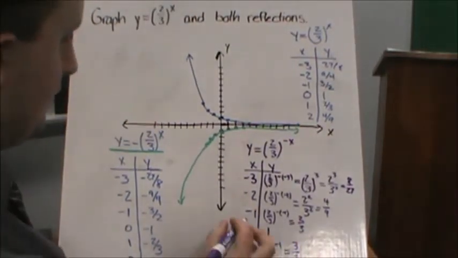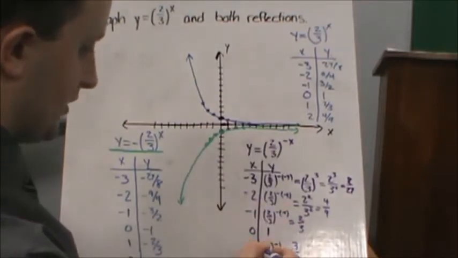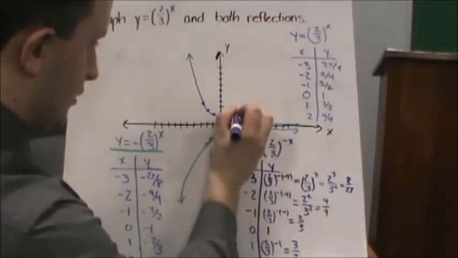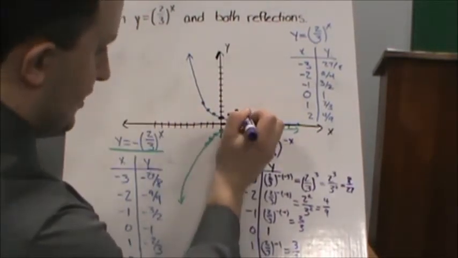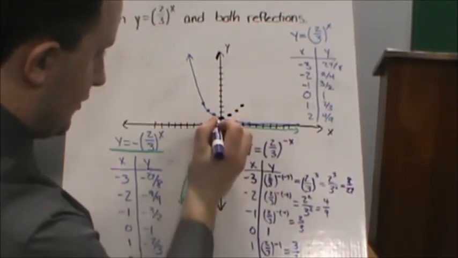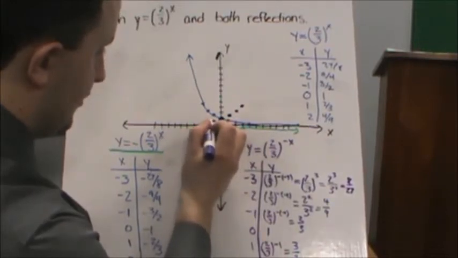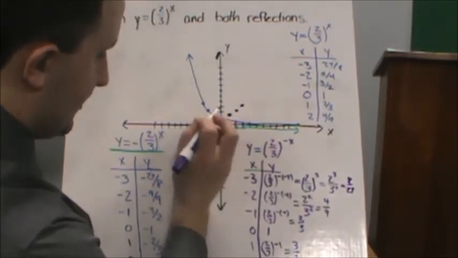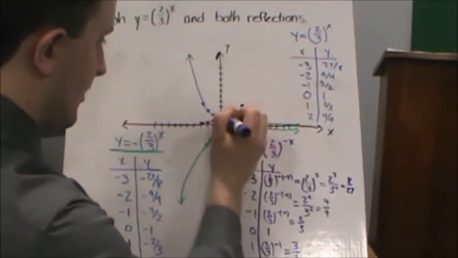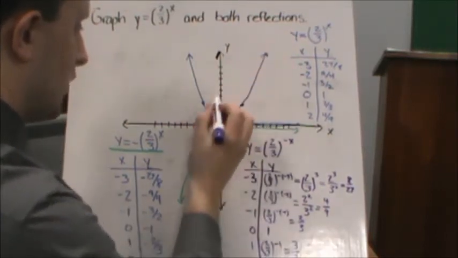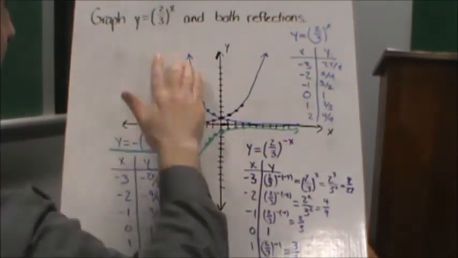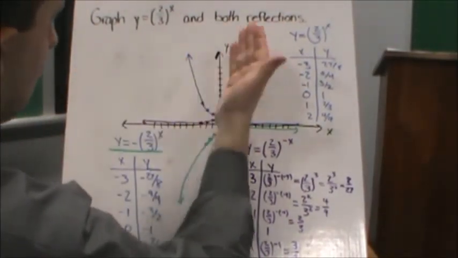So now if we were to graph it, we have 0, 1, 1, 3/2, 2, 9/4, 3, 27/8, which is right above 3 somewhere. If we go in the negative direction, we get negative 1, 2/3, negative 2, 4/9, and negative 3, 8/27. And now we can graph the nice curve associated with it. And that is the reflection of y equals 2/3 to the x across the y-axis.